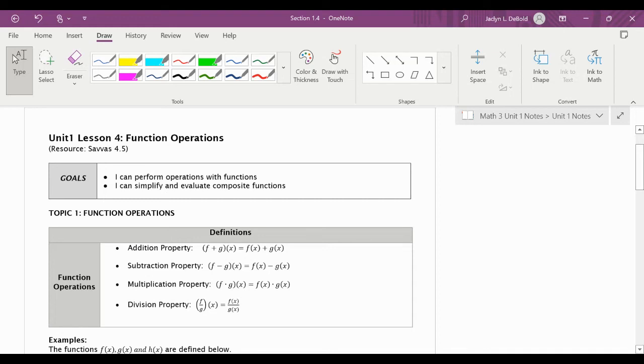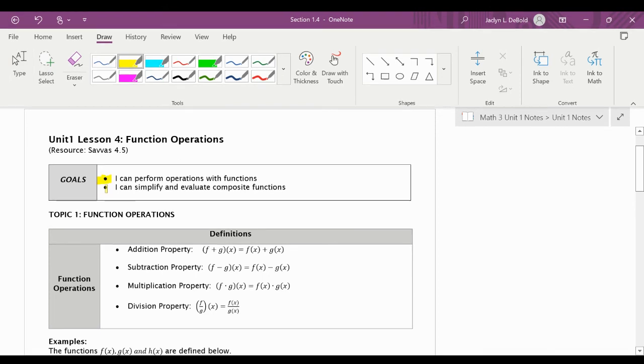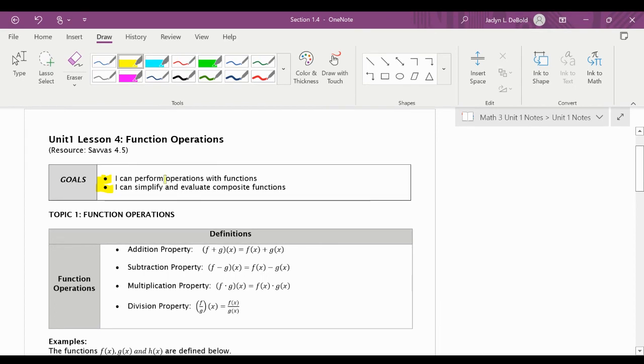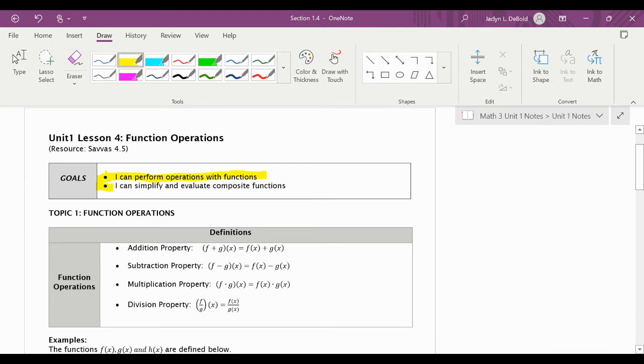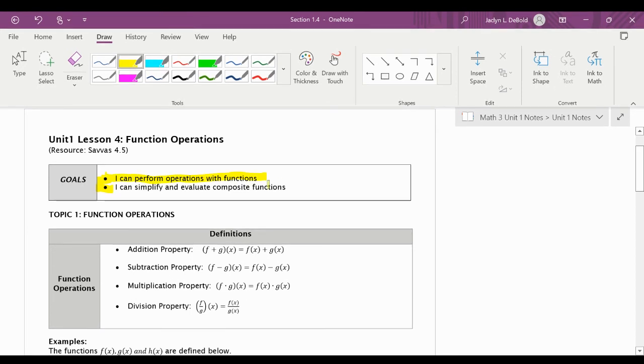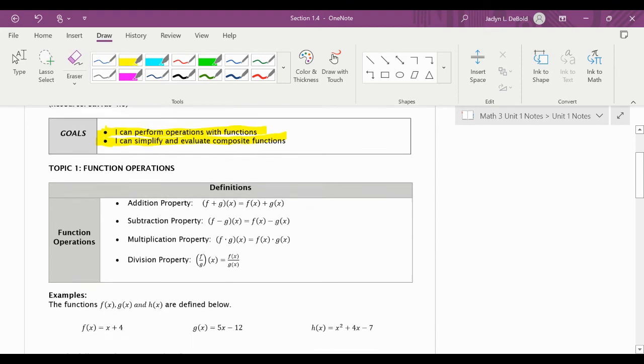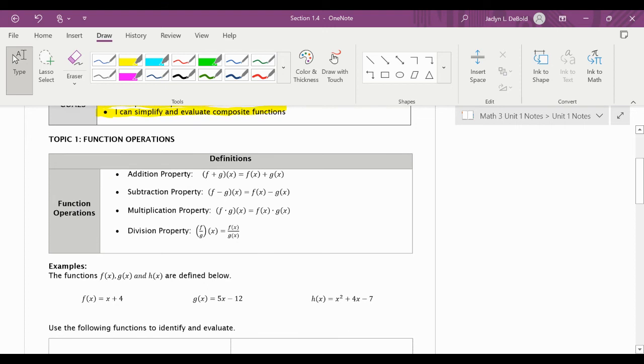This is the video for Unit 1, Lesson 4, Function Operations. The goal of this section is to do operations with functions. So we're doing a lot of algebra where we're doing addition, subtraction, and multiplication and division with functions. And then we're also simplifying functions and evaluating composite functions. So first, let's start with our function operations.